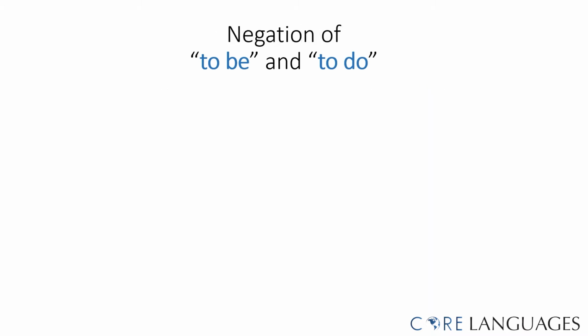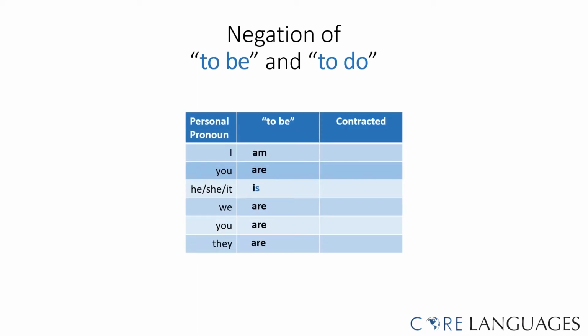To negate the verb to be, we simply add the word not immediately behind it. I am not. You are not. He, she, it is not. We are not. You are not. And they are not.